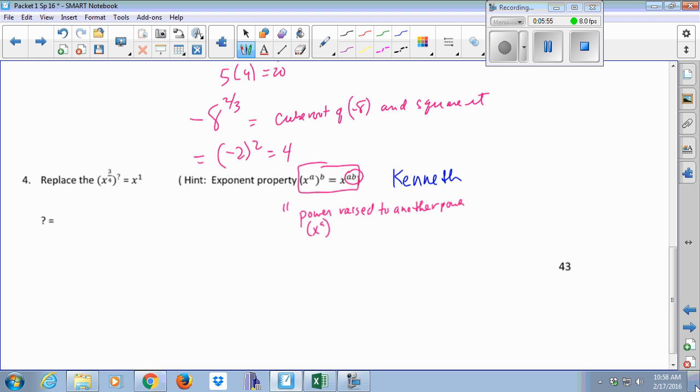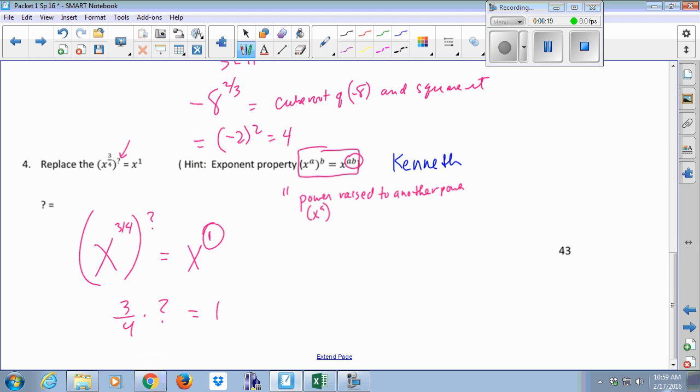You multiply. So this question now becomes, we're trying to figure out what number must that question mark be? So when we raise x to the 3/4 to that number, we get x to the 1. So this becomes this equation. 3/4 times what number gives you 1? 4/3. Reciprocals. The product of reciprocals always bring you back to 1. So the question mark is 4/3 because 3/4 times 4/3 is 1.